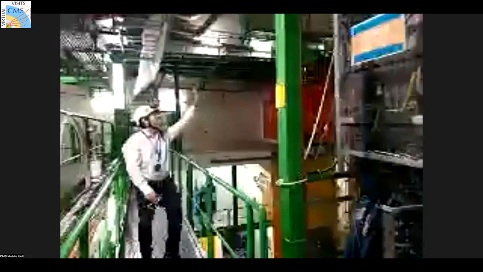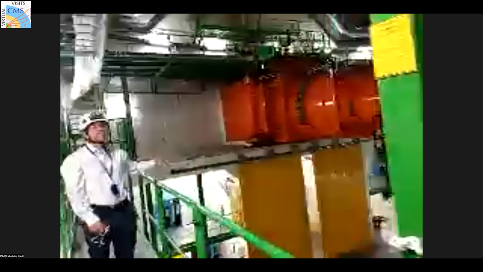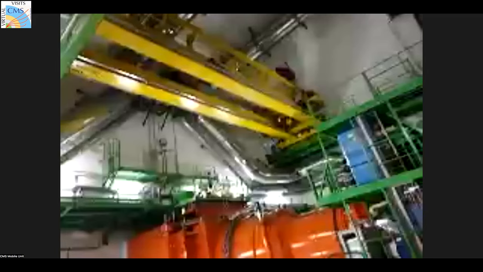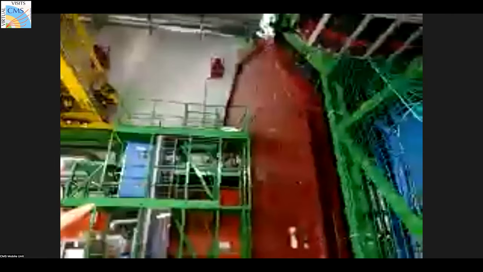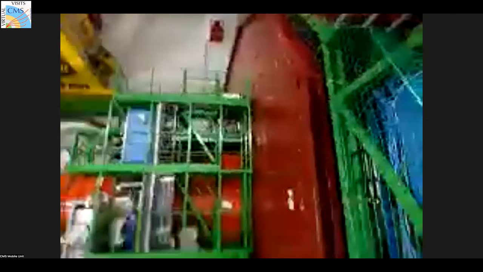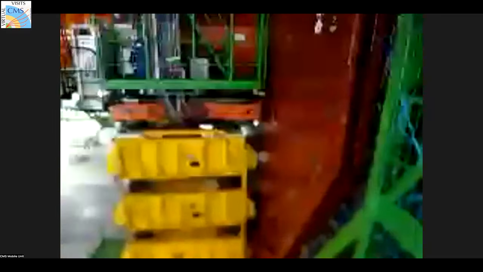So it's a free gym when you do particle physics. You have to go up and down 6-7 times a day. So this is the other part of the detector. You can see the other section because the experiment is closed, actually. The experiment is closed, so you can see the other side of the detector, the big side of the detector, okay?